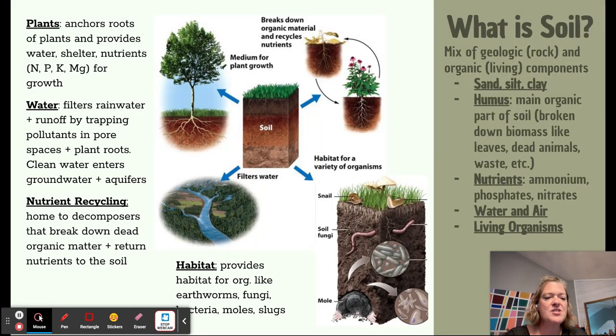And this is basically just broken down biomass like dead leaves. If you go out in your yard or your flower beds, especially, and dig up some soil, you'll see that there's some dead leaves in there. There's dead pieces of tree, like dead branches. You may even find some dead bugs, beetles, worms, centipedes, millipedes. And then you'll also find waste.